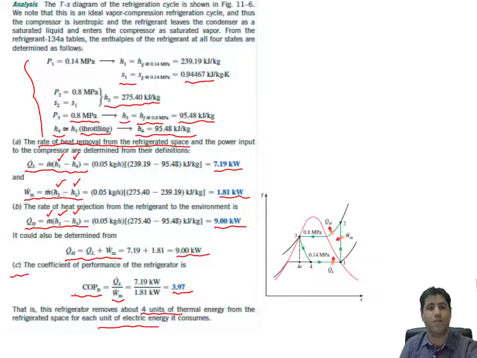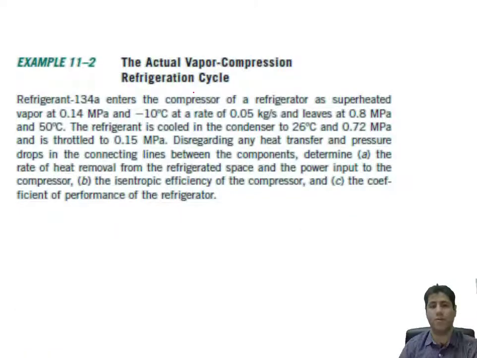The next example will be for the actual vapor compression refrigeration cycle. Here we have another example for a vapor compression refrigeration cycle, but this time we have an actual cycle. In this cycle, refrigerant R-134a enters the compressor of a refrigerator as a superheated vapor. So this is one piece of information which we have, and we also know what the refrigerant is.